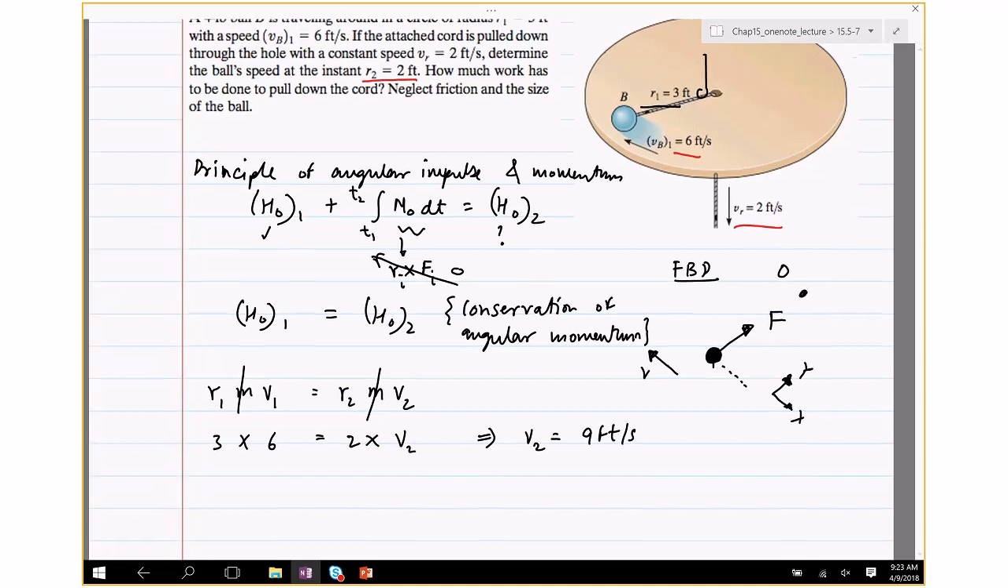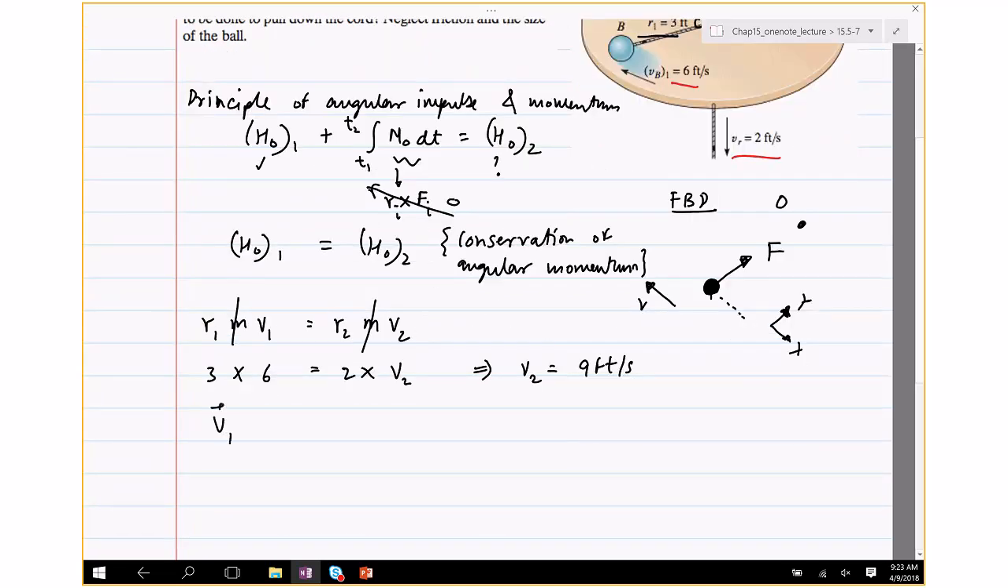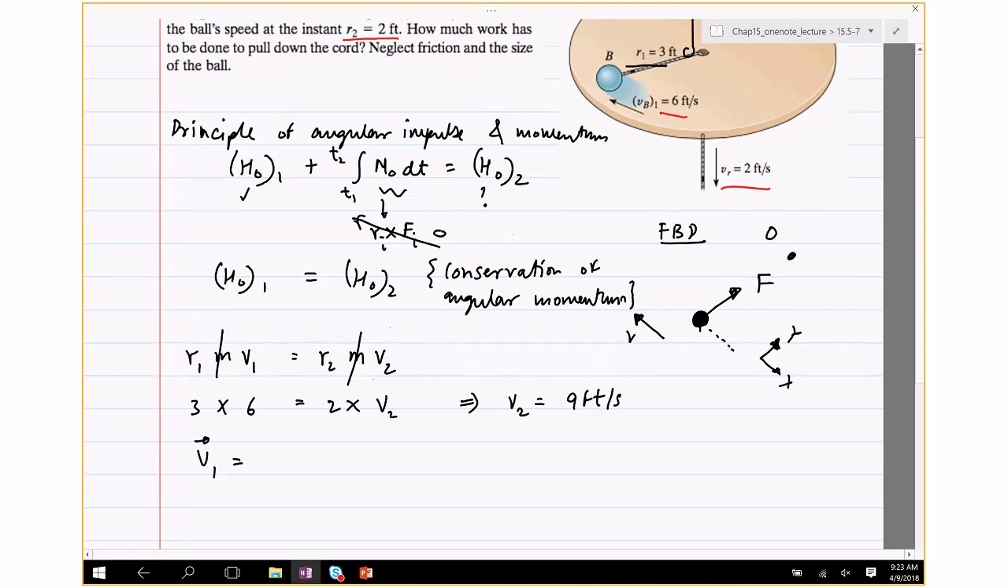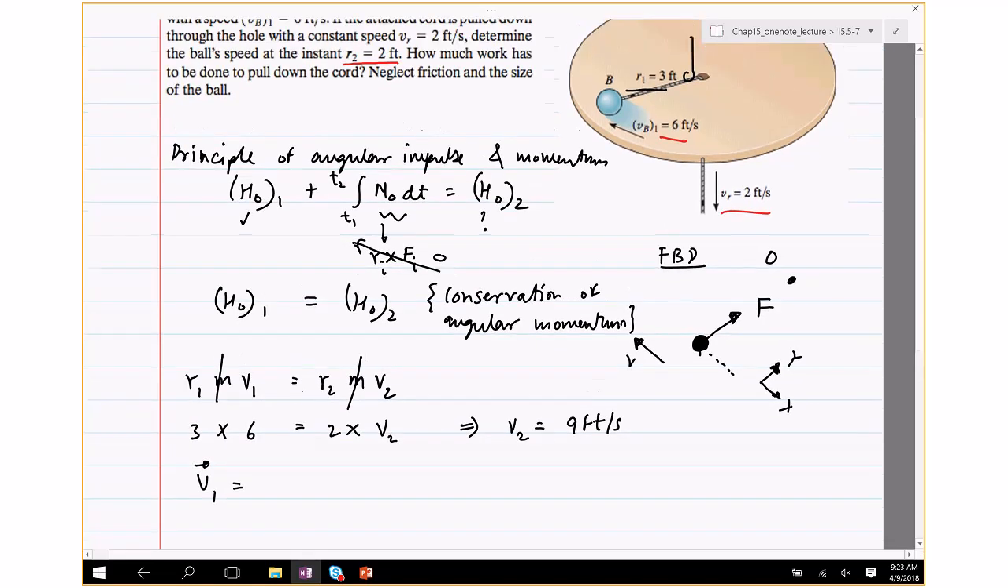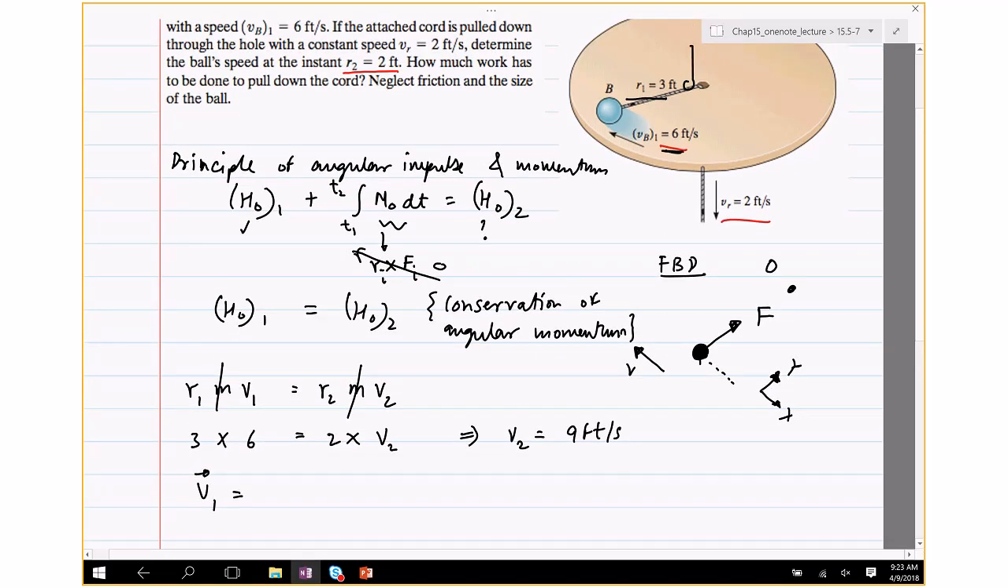Okay, so let's try to write the initial velocity. The initial velocity is what? It is 6 feet per second, right? It's 6 feet per second in the tangential direction, and it is 2 feet per second in the radial direction. Is that right?